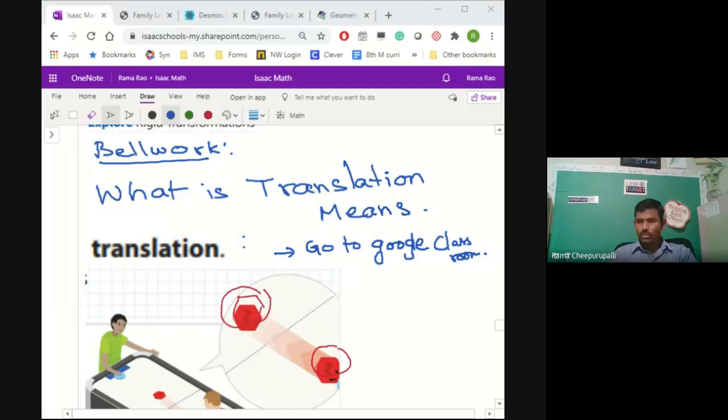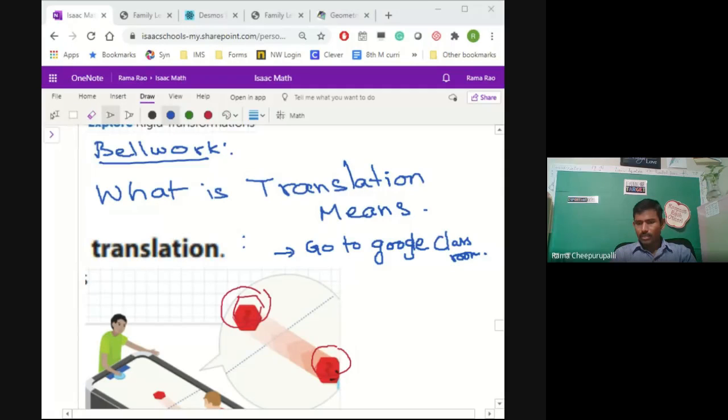A translation is a function that moves an object a certain distance. Nice, good definition, Victor. Thank you. Translation means move something from one place to another place. Excellent. Very good. Translation is slide. That is true. Translation describes that something moves a certain distance. That's right. Or slide or move.